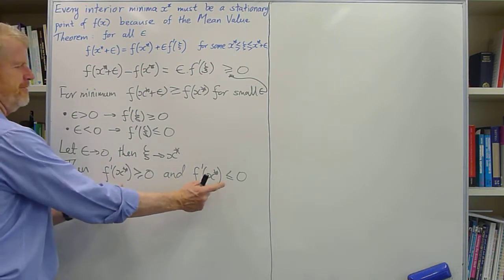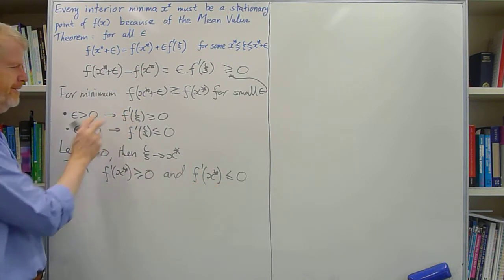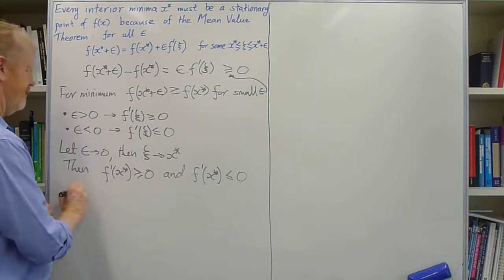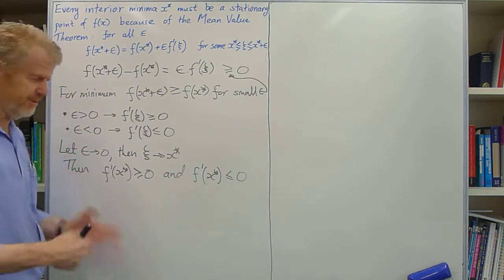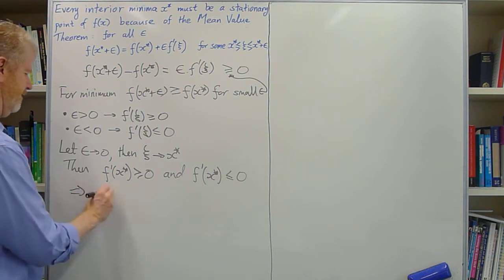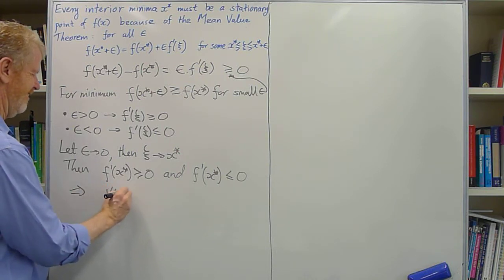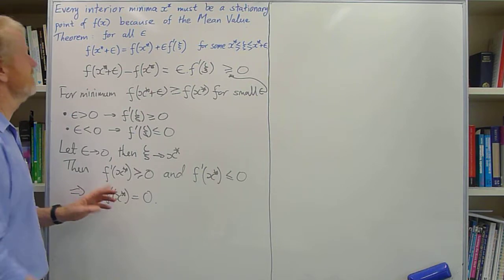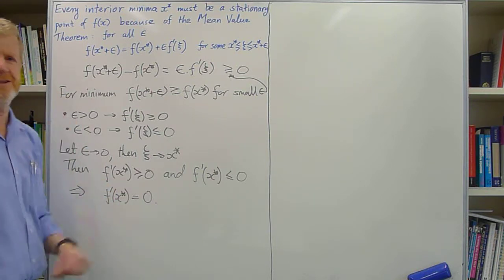Right, and the only way that these two statements can be true is if f dashed of x star is precisely 0. Hence, the minimum has to be a stationary point of f.